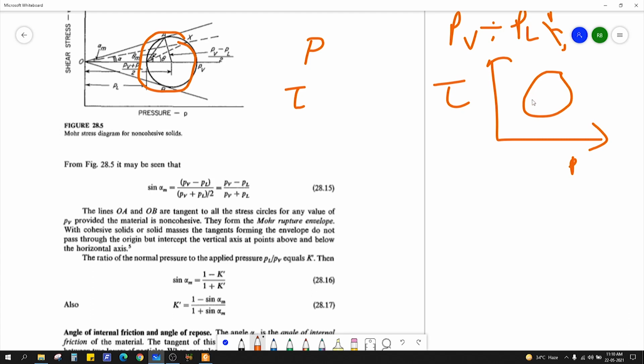Now I want to find some angle. The angle between these lines is called alpha, right? So if you find the angle, you make it. So this is the Mohr stress circle. You might have studied this in engineering mechanics.